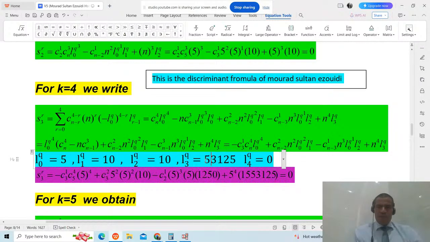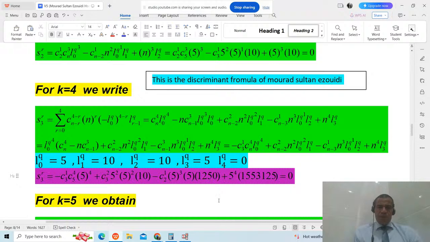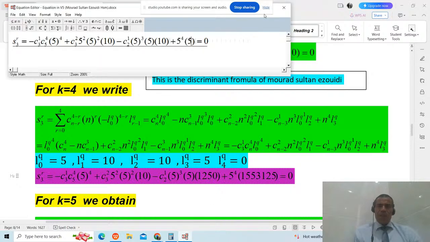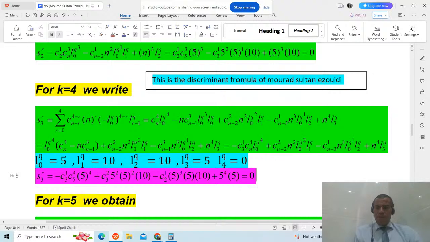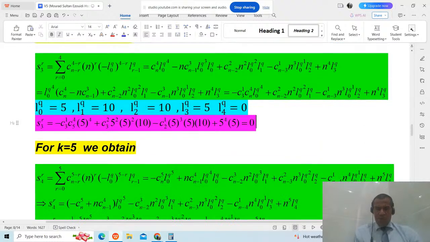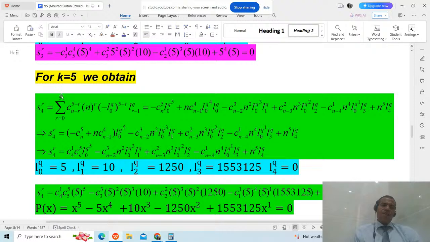Now we continue. So this one, of course, is 5. I will close this. Now we continue finding the value of S4. To find S4, you should put K equal 5. We obtain the following formula. When replacing R with 0, we get this one. R equal 1, we get this one. R equal 2, R equal 3, and R equal 4 and 5. Means this one raised to the power 5 times L4.